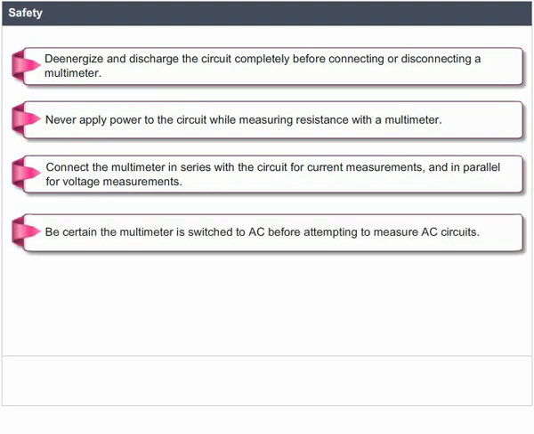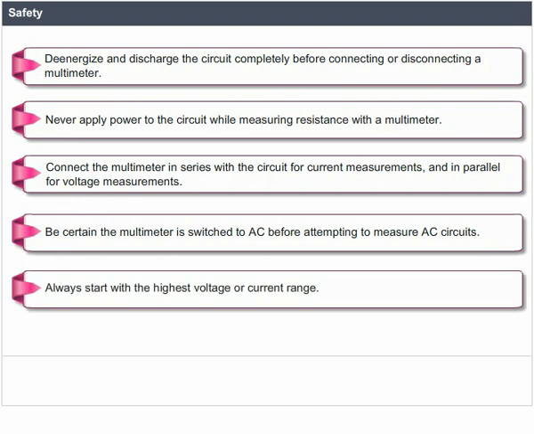Be certain the multimeter is switched to AC before attempting to measure AC circuits. Always start with the highest voltage or current range.